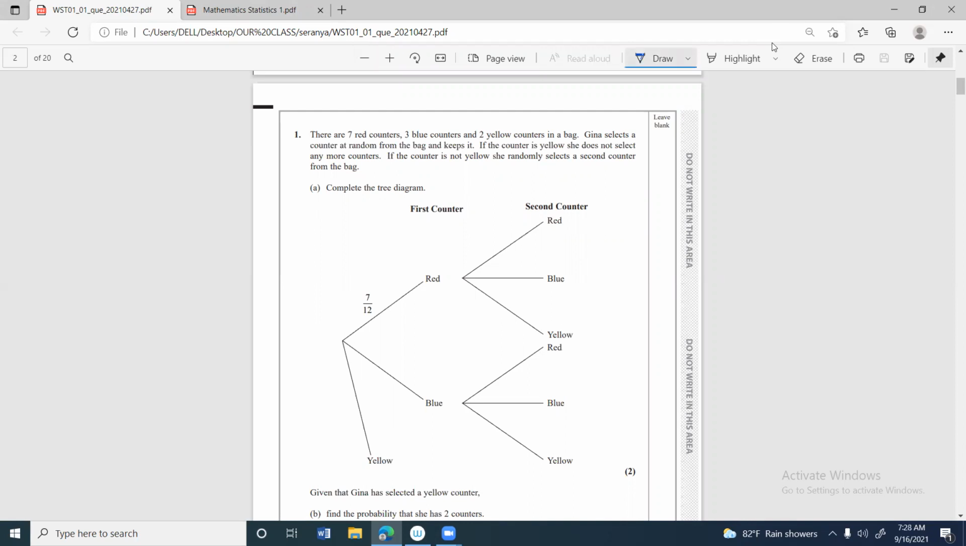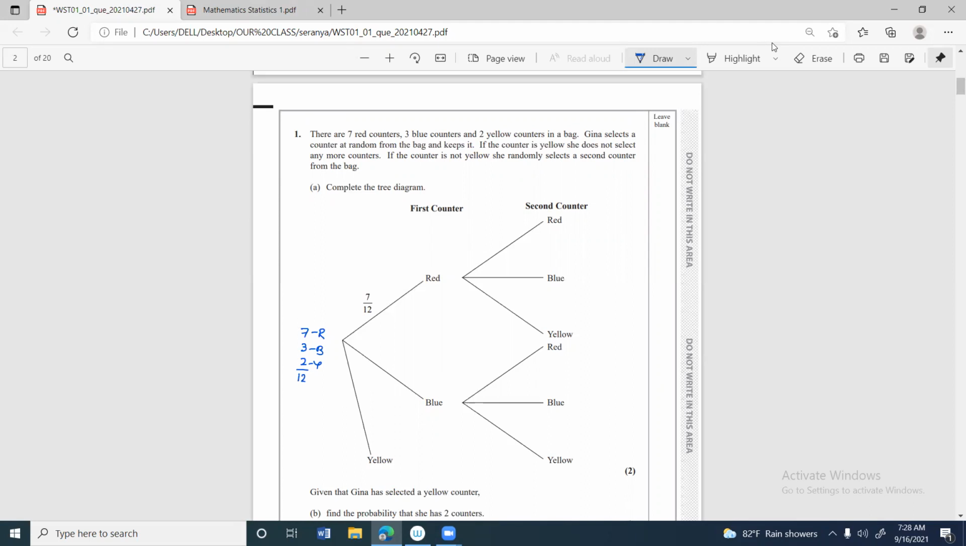Right, there are 7 red counters, 3 blue counters, and 2 yellow counters in a bag. So there are 3 variations over here. What is a variation? There should be 7 red, 3 blue and 2 yellow. That's what they mention. Altogether there should be 12 counters.